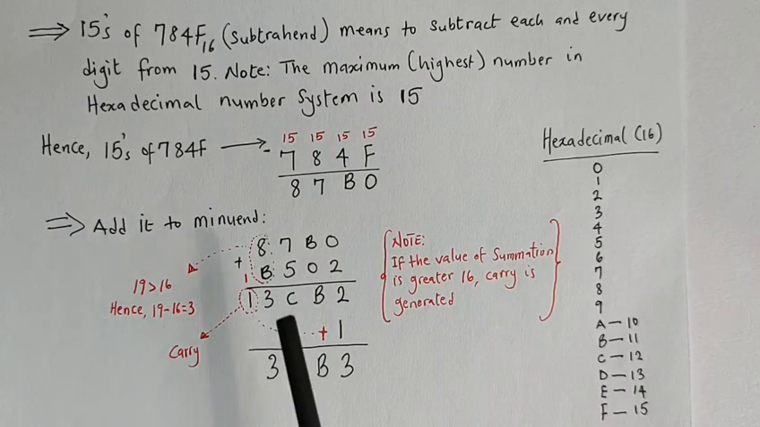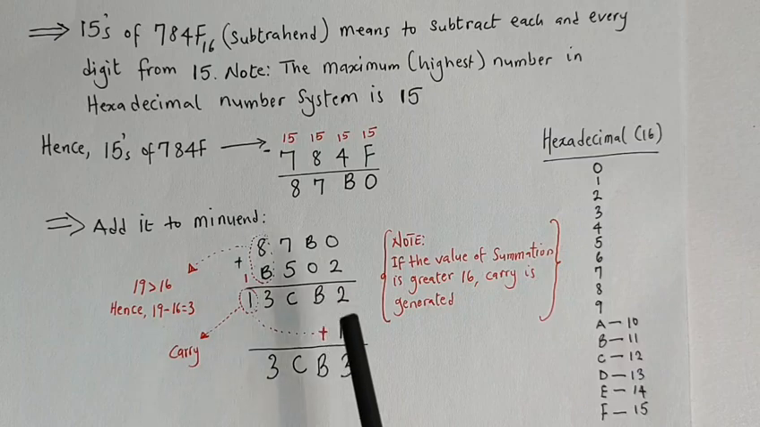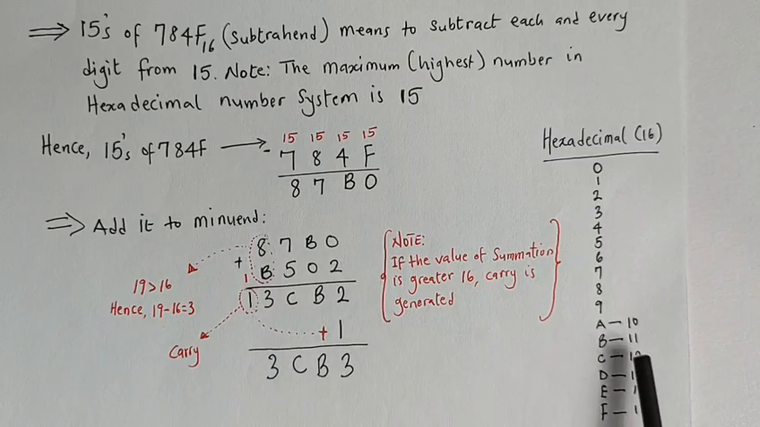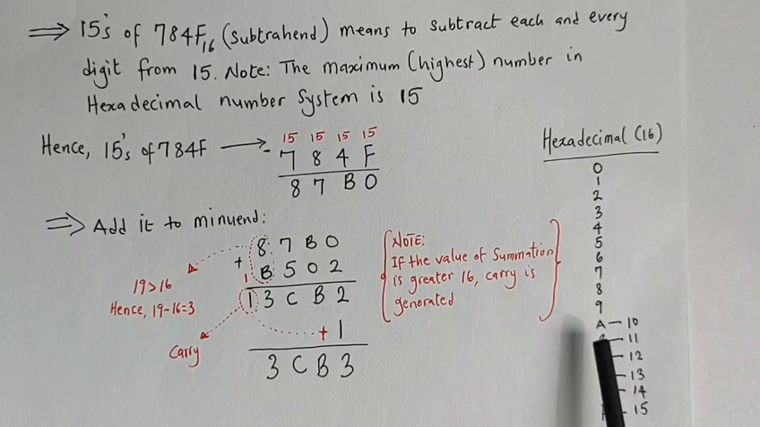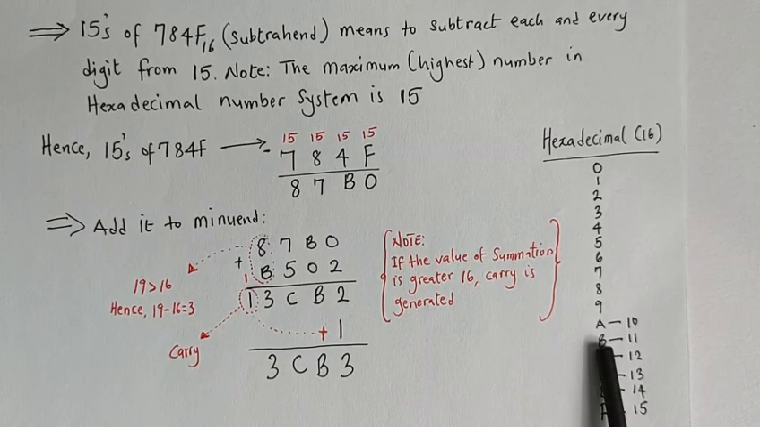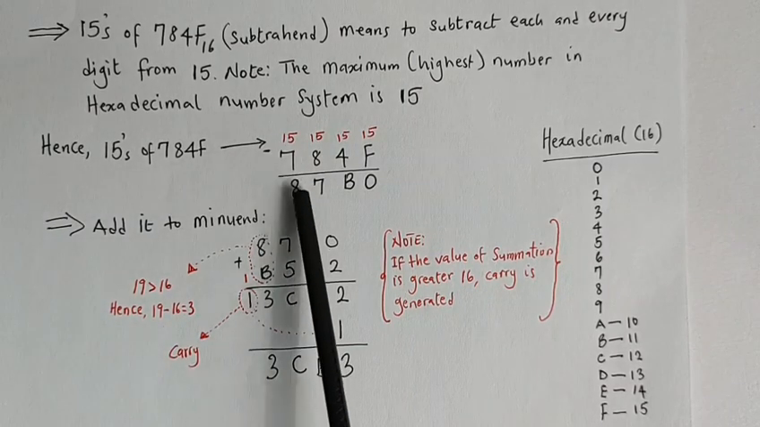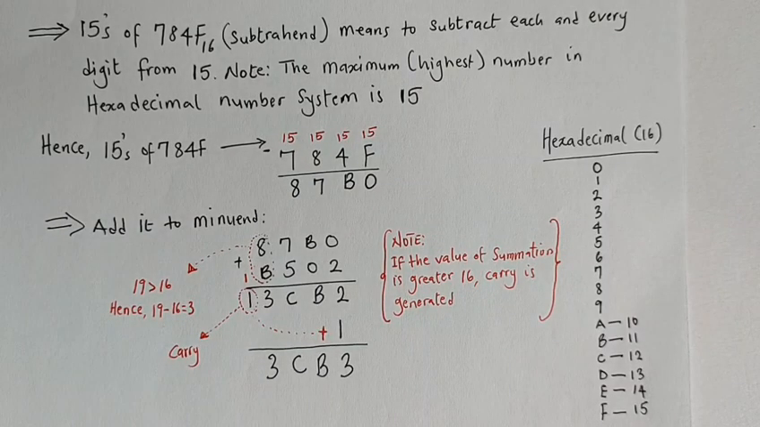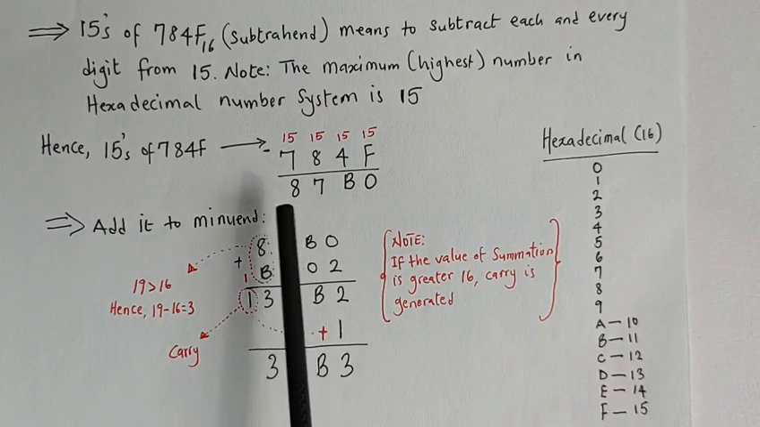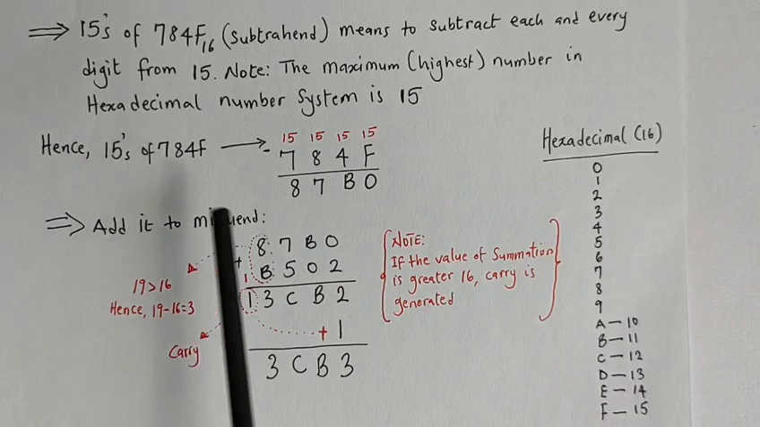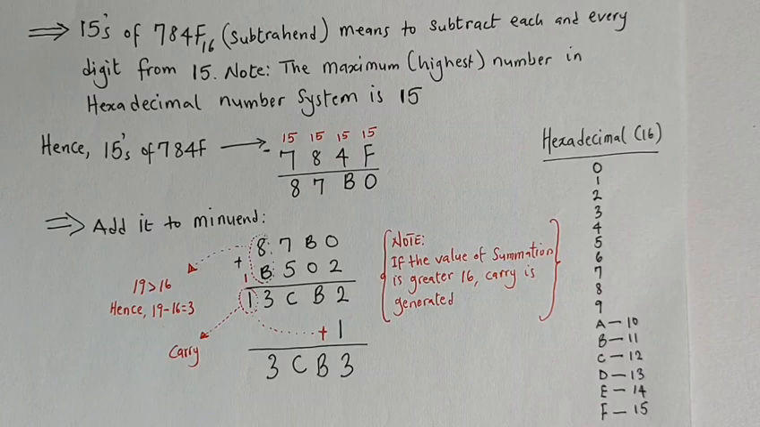15 minus 4 is B. Alright, so why is it B? 15 minus 4 is nothing but 11, and we represent 11 as B. Now 15 minus 8 is going to give us 7. Then 15 minus 7 is going to give us 8. So in that case, we have obtained the 15th complement of this value, which is 87B0.